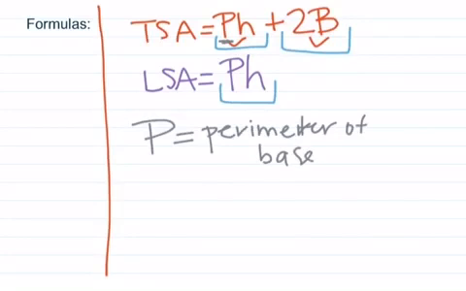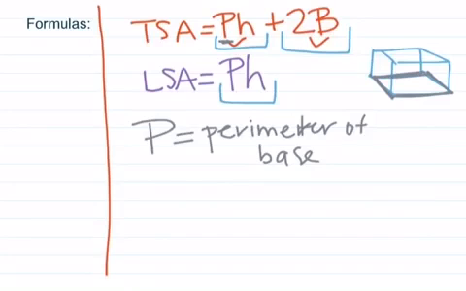of the base. Okay, so let me draw again another rectangular prism over here. The base is going to be your top and your bottom. So the perimeter is your distance around, the rim, all 4 of the side lengths added together. Okay, your rim. So we would have to add all four of these side lengths together to get the perimeter of our base.